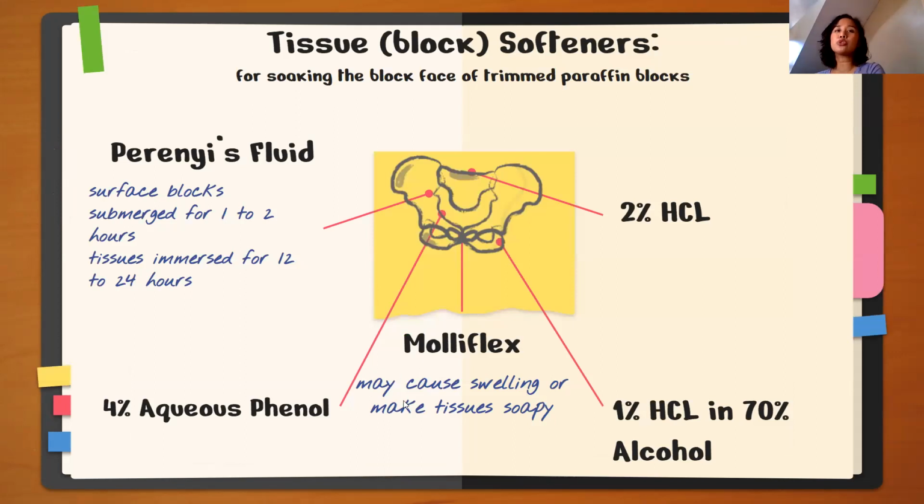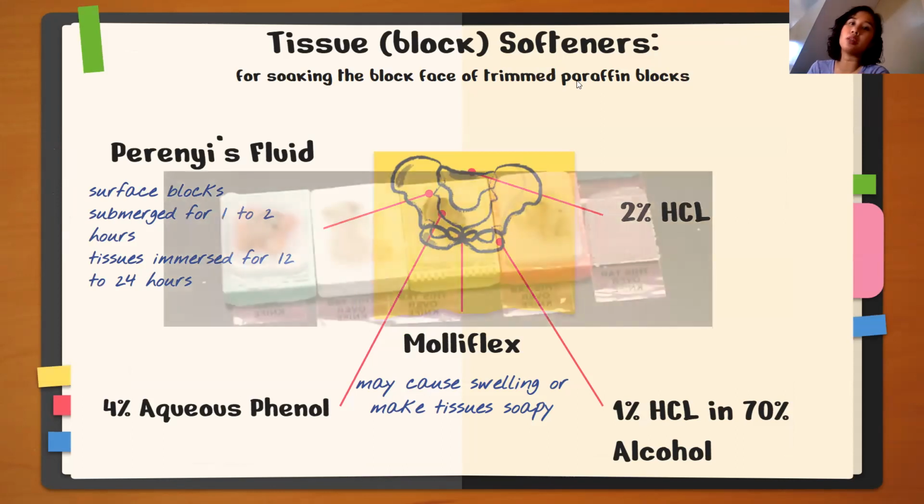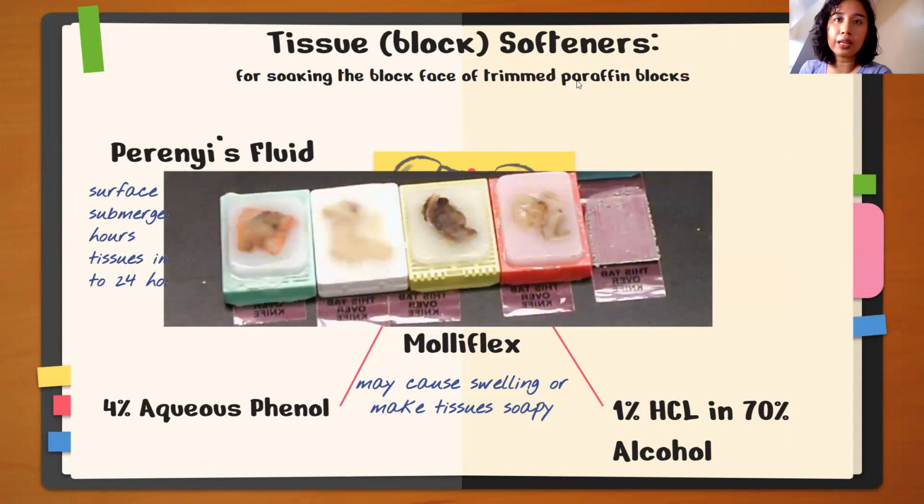So we have tissue softeners. I got confused, what are tissue softeners? But in truth, what it means is tissue block softeners. It's for soaking the block phase of trimmed paraffin blocks. Okay. So guys, these are your paraffin blocks. After embedding, this is how it looks. After placing it in a mold and adding paraffin, this is how it looks.